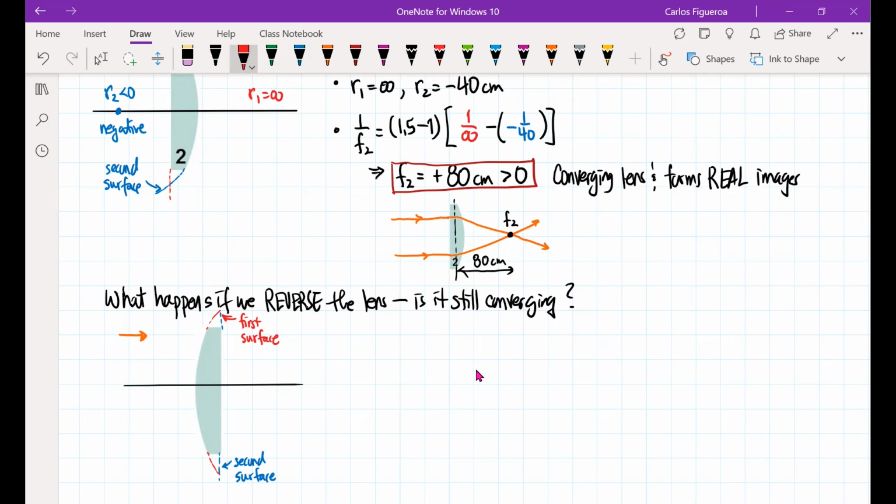What I'm seeing here is that R1 is going to be, of course, positive. But if I look at my second surface, it doesn't really matter what side I put it on. It's going to be R2 equal to infinity. So is it still converging? It better be. Why? The lens is thicker in the middle. So if it's thicker in the middle, it has to be converging.